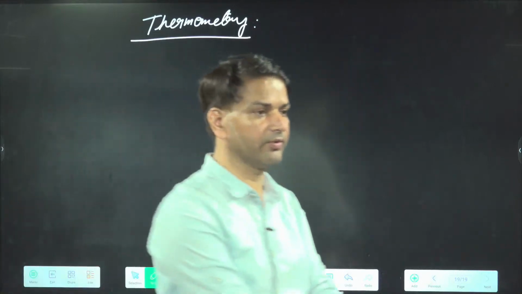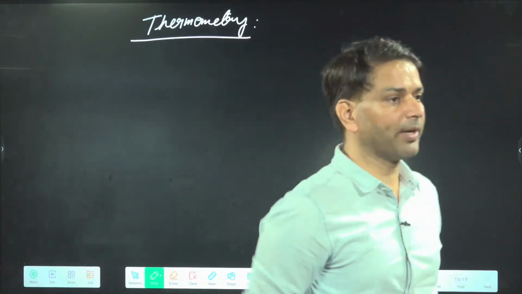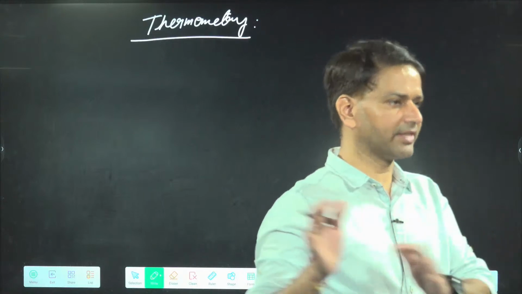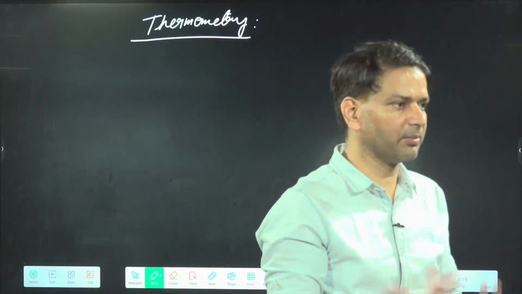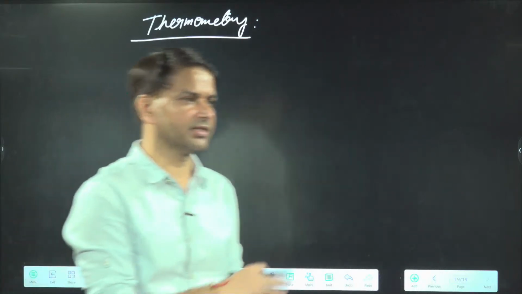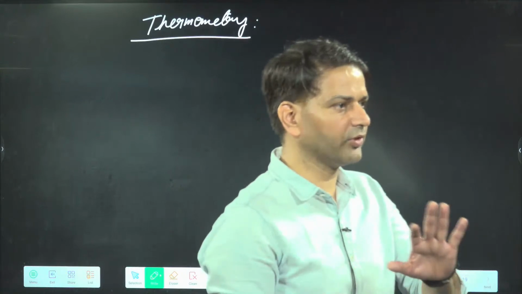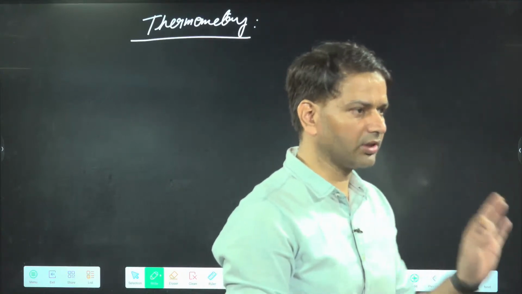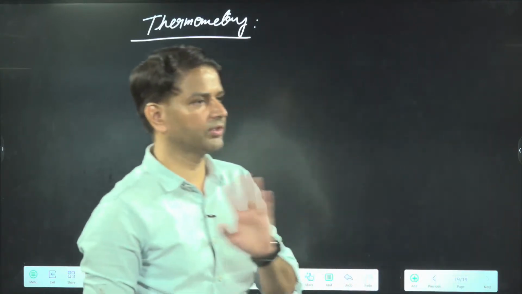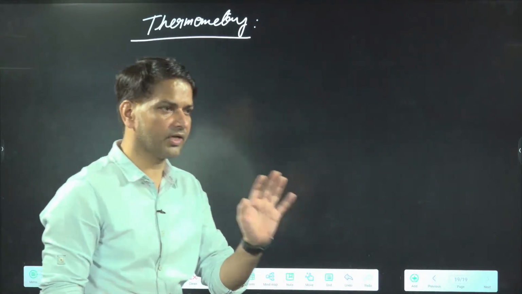Now we have to start thermometry. In thermometry, you may have some basic idea, maybe you don't have, somebody has, somebody doesn't. We know some scales like Celsius, Fahrenheit, Kelvin. Others are there, Reaumur and Rankine, but we don't have to talk about them because they are not given in the NCERT. So we only have to deal with three scales: Celsius, Kelvin, and Fahrenheit.